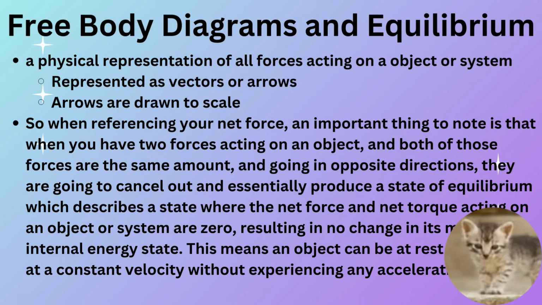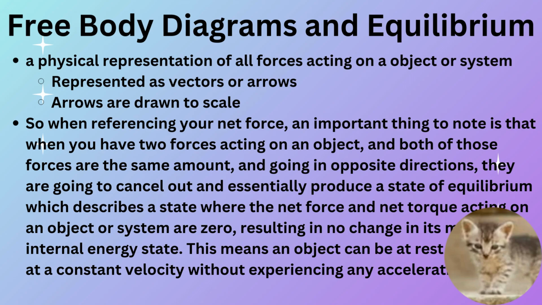And then a free body diagram, or an FBD, is what we're going to use to represent these forces. So a free body diagram is going to be a physical representation of all the forces that are acting on an object or system. They're represented as vectors or arrows, and they're always drawn to scale. So you're going to start off with a point or a box that's going to represent your object or your system. And then from there, you're just going to draw arrows coming from it that represent the different forces that are acting on that system.